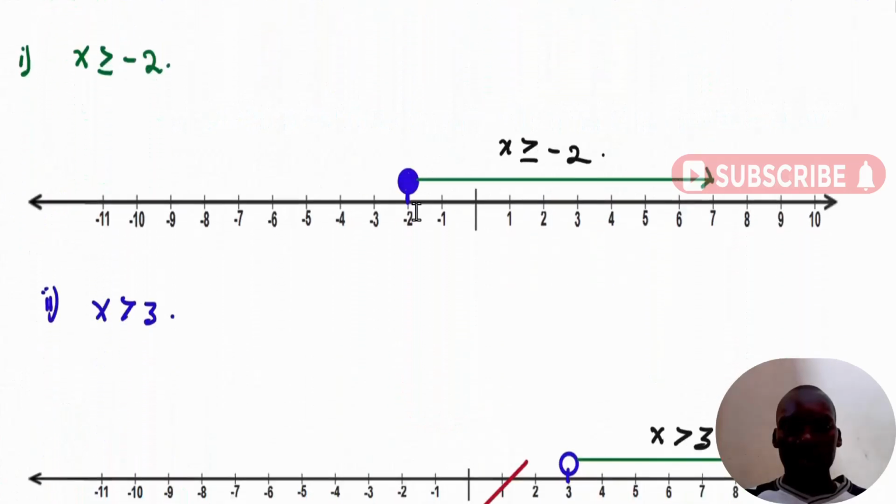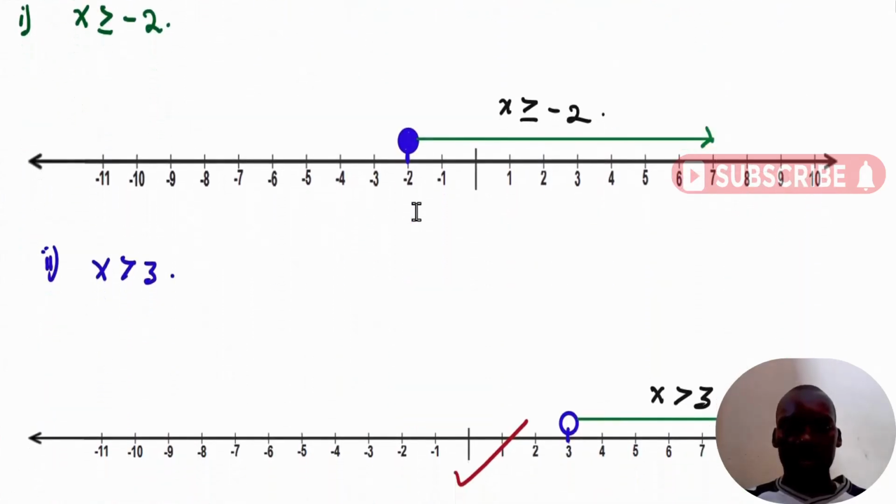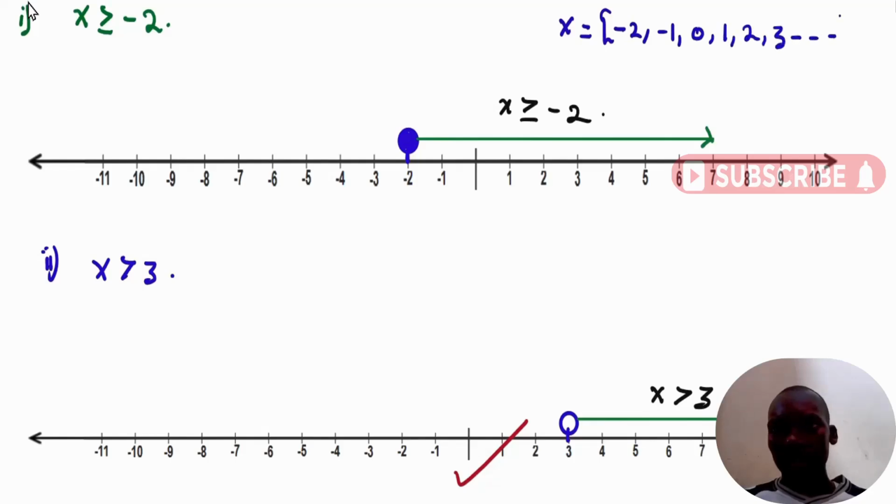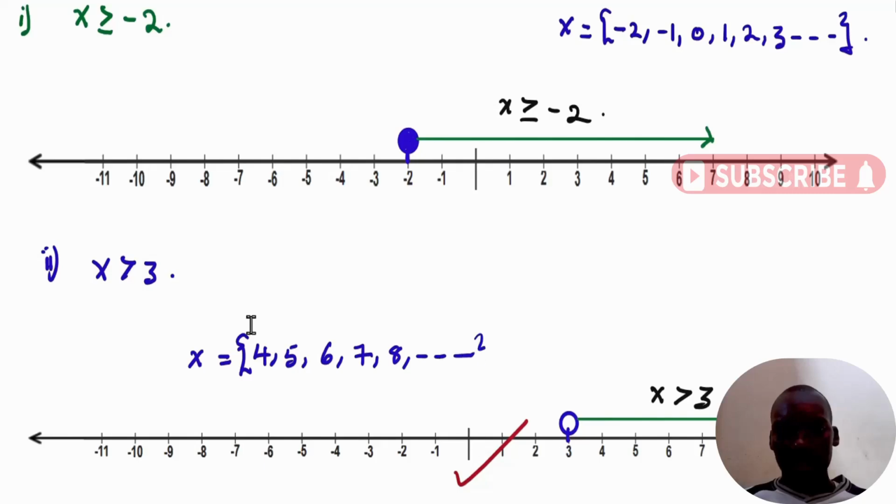So beginning with Roman numeral 1, the solution set refers to the set of values that satisfies the inequality. In here, for Roman numeral 1, we can have x as a set having the members negative 2 itself, negative 1, 0, 1, 2, 3, like that. So they continue up. Then for Roman numeral 2, the solution set, that is x greater than 3, we must have the values that are greater than 3, which are 4, 5, 6, 7, 8, like that, it continues like that.